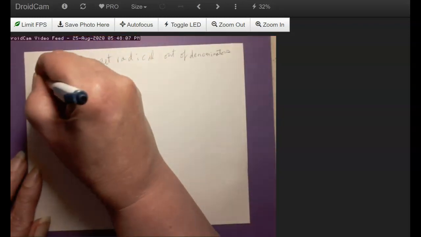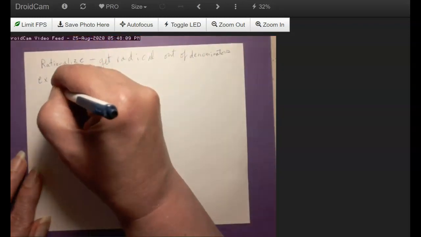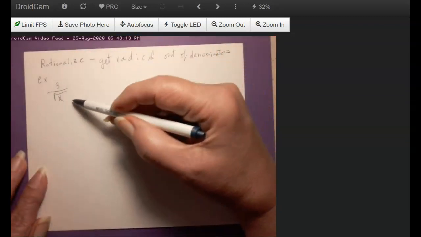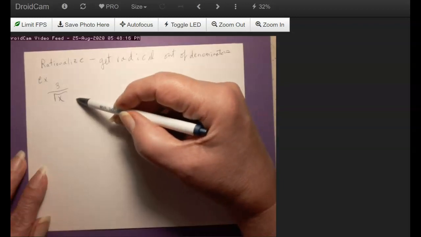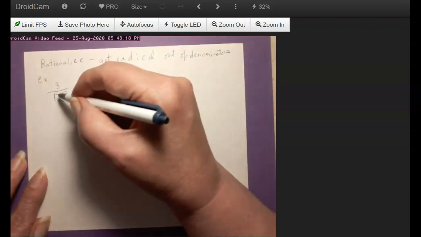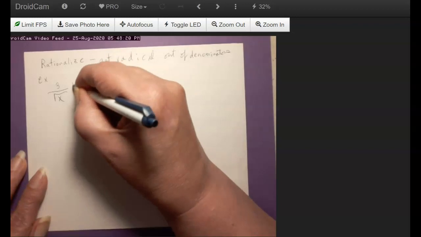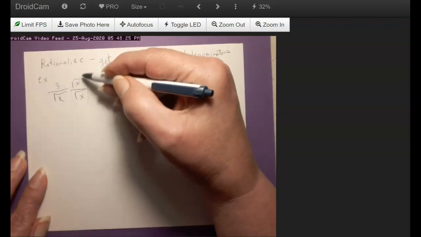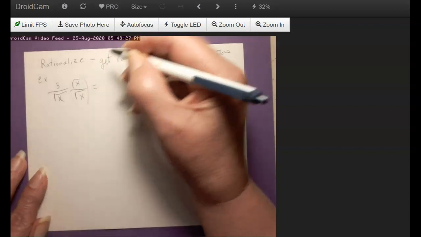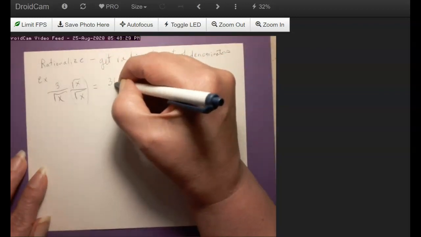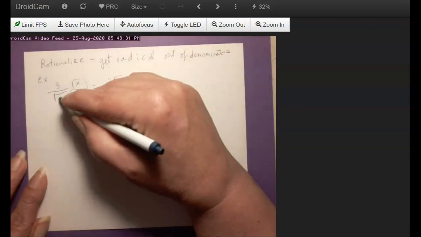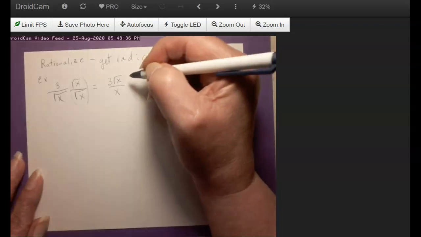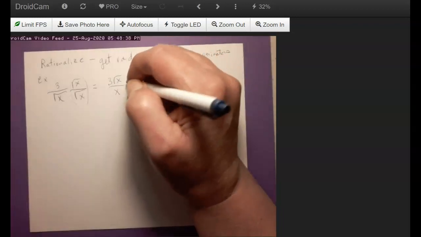So if I have, for example, 3 over the square root of x. To rationalize, I need to multiply by just enough to get rid of the square root of x in the denominator. So square root of x times square root of x. This is the number 1. I can always multiply by 1. There's a rule of algebra that allows that. This is going to give me 3 square root of x in the numerator, and it's going to give me the square root of x squared down here, which is just x. Technically, it's absolute value of x, but I'm not going to worry about that here.